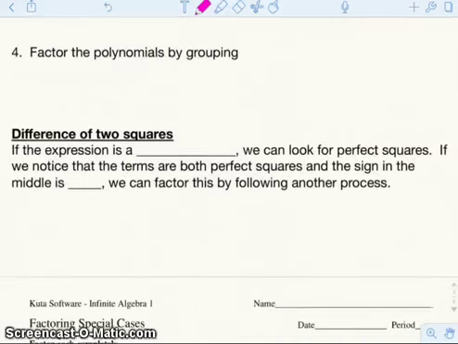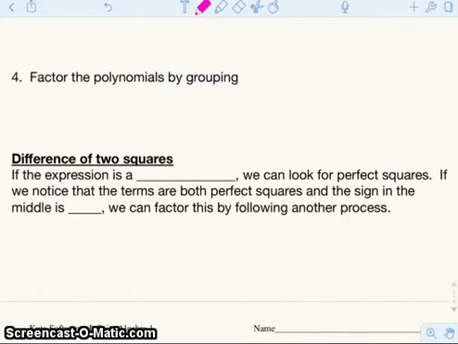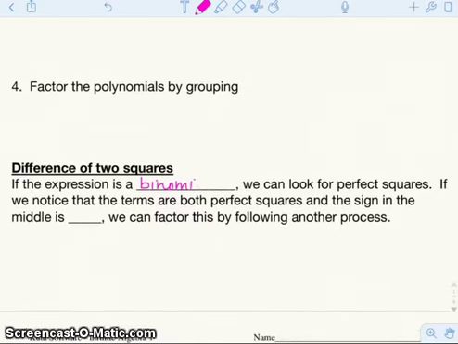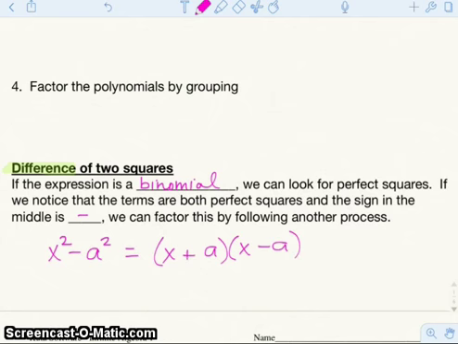Okay, I'm going to go back to the bottom of the notes here where it says the difference of two squares. If the expression is a binomial, so how many terms in a binomial? If it has two terms, we can look for perfect squares. If we notice that both the terms are perfect squares and the sign in the middle is a negative, remember we're talking about the difference of two squares, we can factor by following another process. So if you have something that's a perfect square minus something else that's a perfect square, you can rewrite that as the square root of the first plus the square root of the other, times the square root of the first minus the square root of the other.